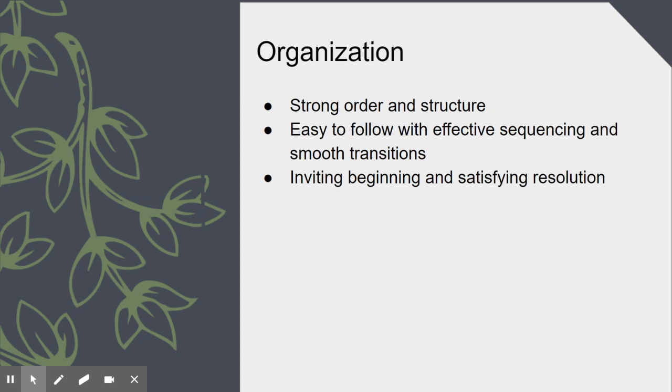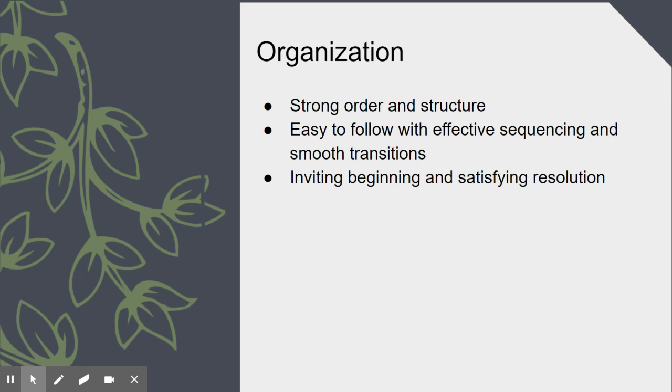Next trait we're going to talk about is organization. We want to make sure when we're writing, it has a strong order and structure. So for narrative pieces, this will mostly be a beginning, middle, and end. But when we get into informative essays and opinion essays, those will have a very specific order, starting with an introduction, 3 body paragraphs, and a conclusion.